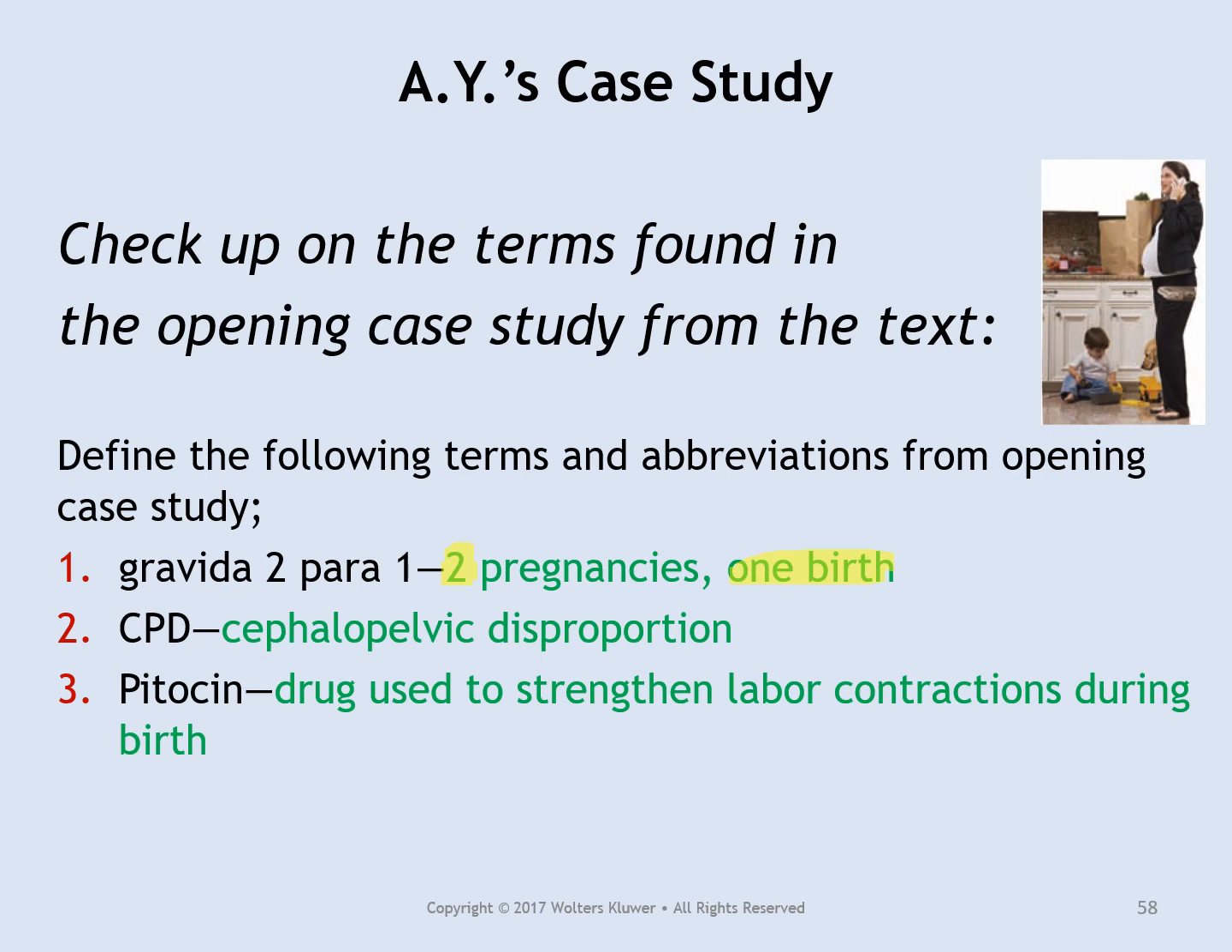And CPD is the short version of cephalopelvic disproportion. Now think of what that might mean when you see cephalo or head and pelvic and disproportion. Put those words together. And Pitocin is a drug that will cause the myometrium to contract stronger to help with birth.